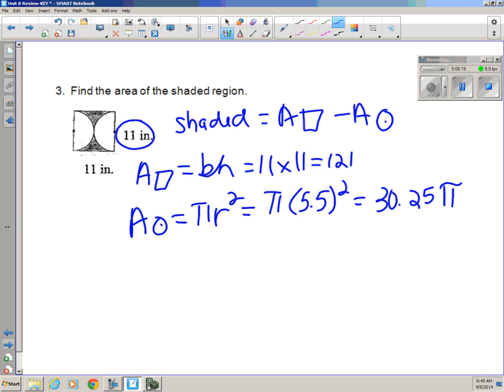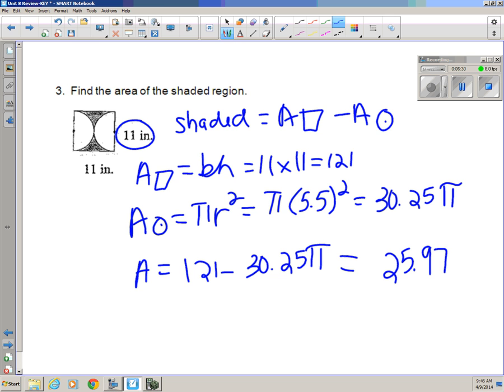So what you're going to do is say the area is 121 minus 30.25 pi, which comes out to be 25.97 square inches. I'm not really showing stuff on the calculator. You should be able to do that on your own.